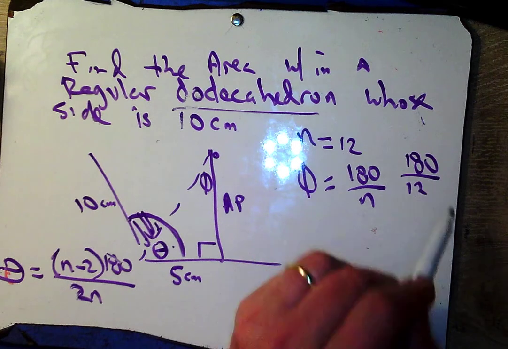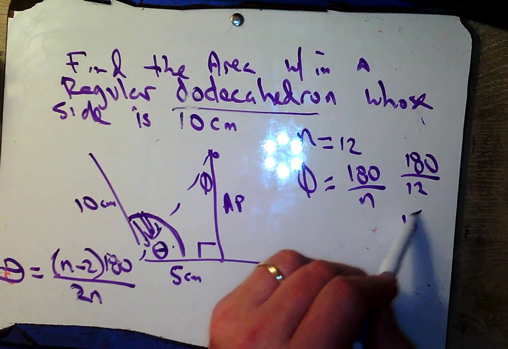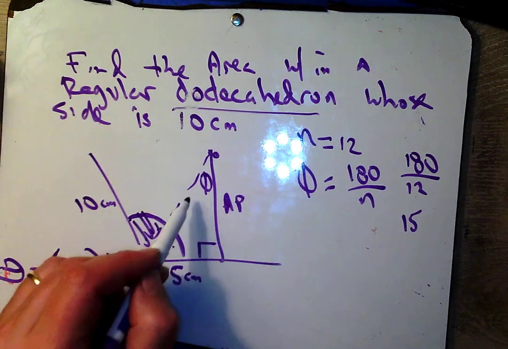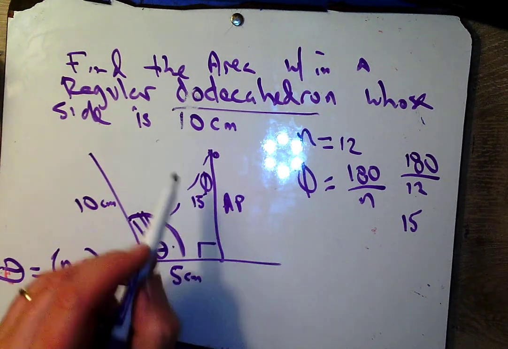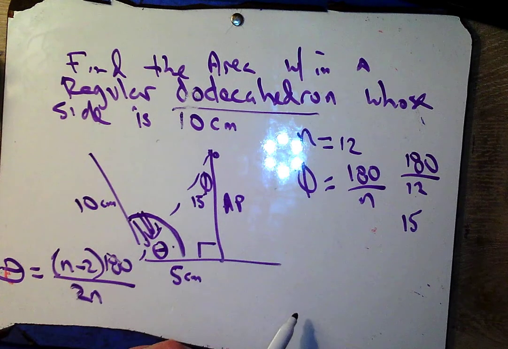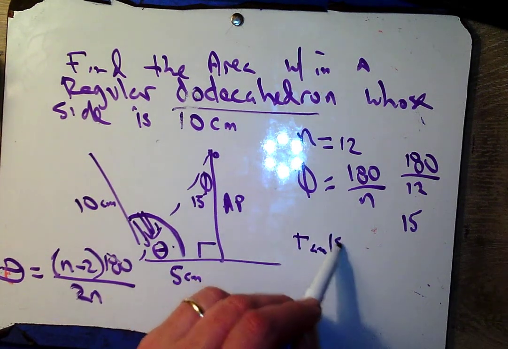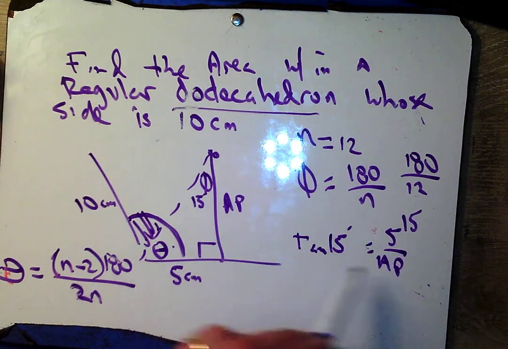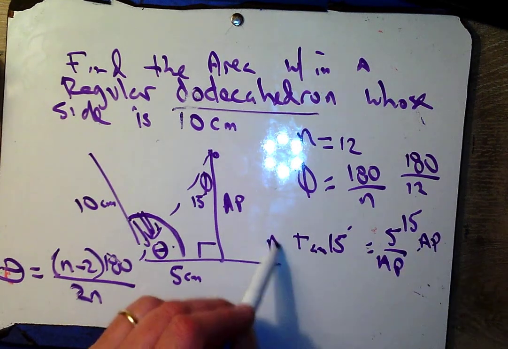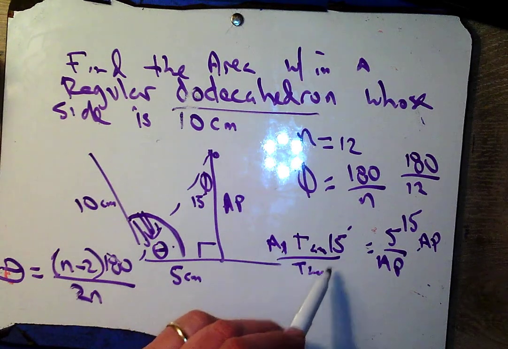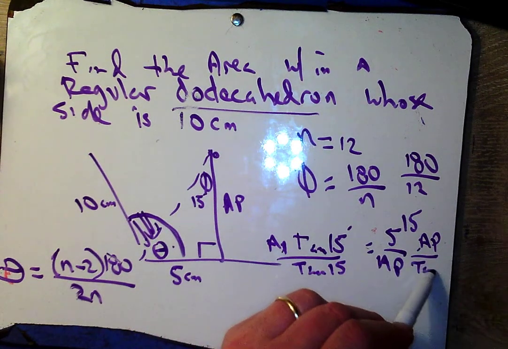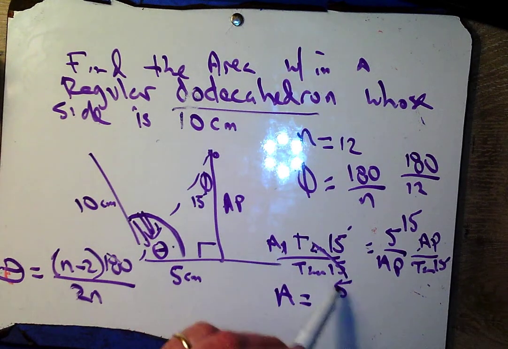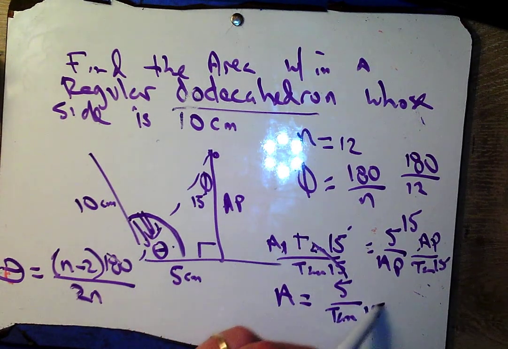180 over 12 is 15. Yep, 15. So I know that this is 15 degrees. Opposite and adjacent, so I guess the tangent of 15 is going to be 5 over apothem. I'll multiply both sides by apothem, and then divide both sides by tangent 15. I get apothem equals 5 over tangent 15.